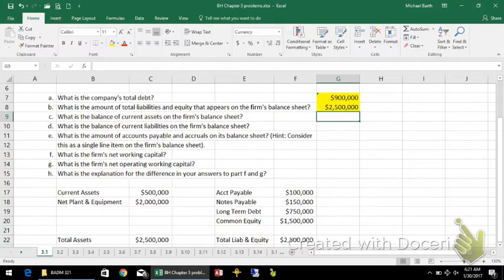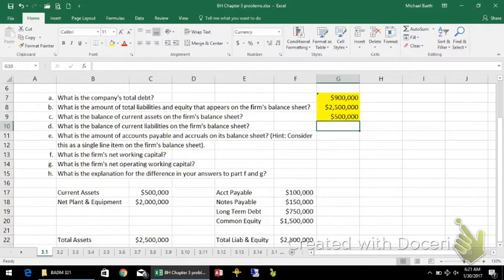What is the balance of current assets? We've already solved for that. If total assets were $2.5 million, given in the problem, and $2 million of that was net plant and equipment, also given in the problem, the other $500,000 has to be current assets.